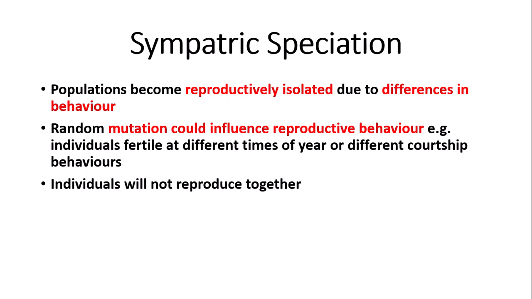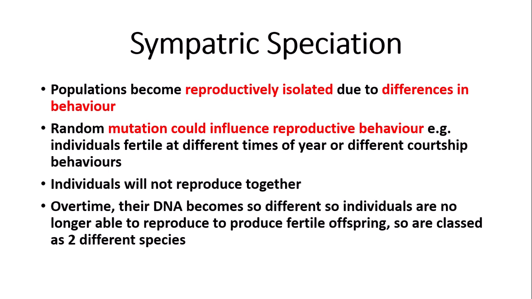So obviously this will mean that there are massive genetic differences which will lead to them being fertile at different times of year. So obviously the allele frequencies fluctuate between different phenotypes because of this. So this means that at particular times of the year individuals will not reproduce together. And over time their DNA becomes so different that individuals are no longer able to reproduce to produce fertile offspring, so are classed as two different species. So sympatric speciation is when they are just reproductively isolated due to differences in behaviour at different times of year caused by mutations. And allopatric is when the populations become geographically isolated, which then leads on to reproductive isolation.